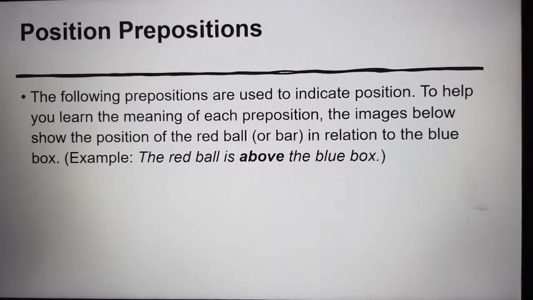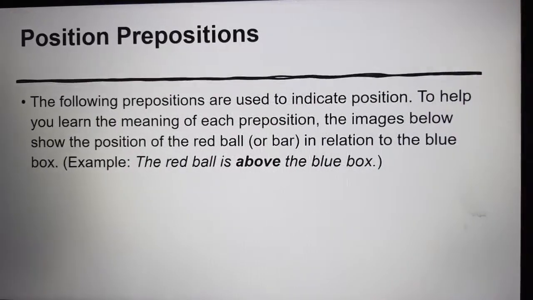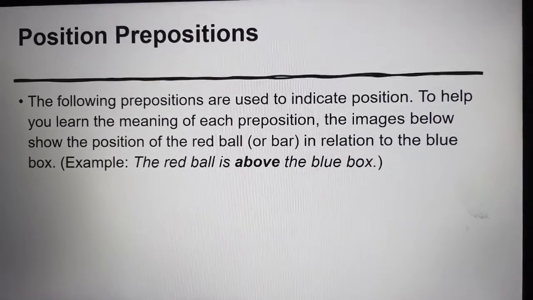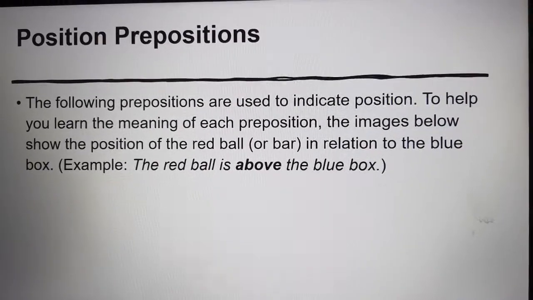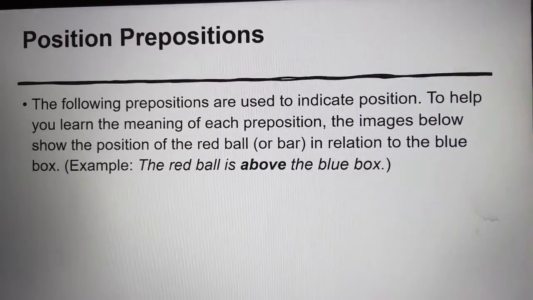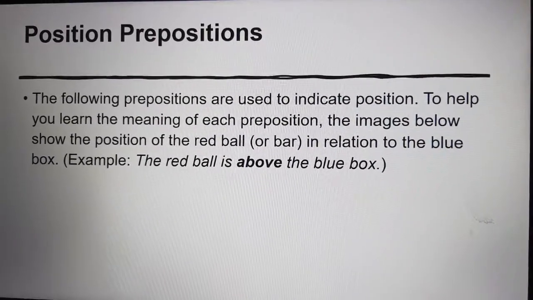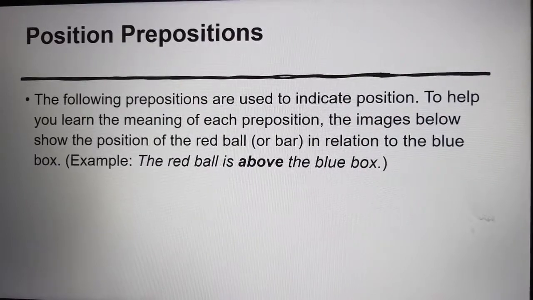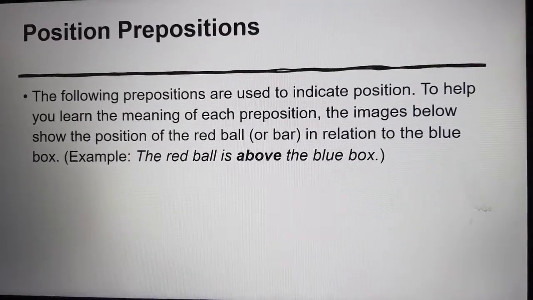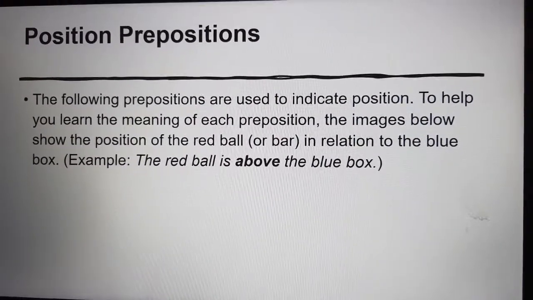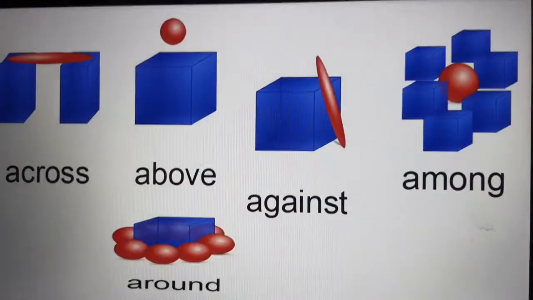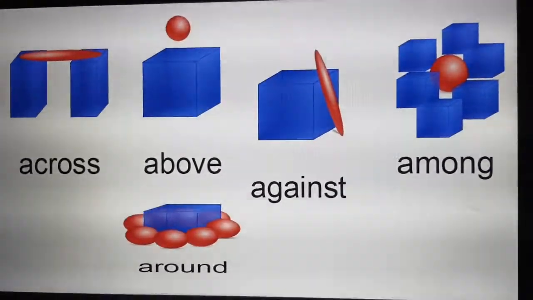Next, let us start with position prepositions. Okay, now first of all try to understand what they are. The following prepositions are used to indicate position. To help you learn the meaning of each preposition, I have actually used images here, don't worry about that. The images below show the position of the red ball or bar in relation to the blue box. Like the red ball is above the blue box. So you have to just try to understand it this way. Okay, red ball is above the blue box.